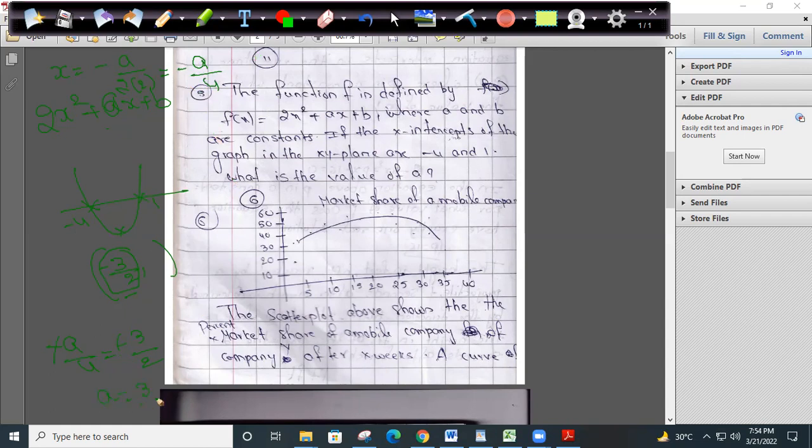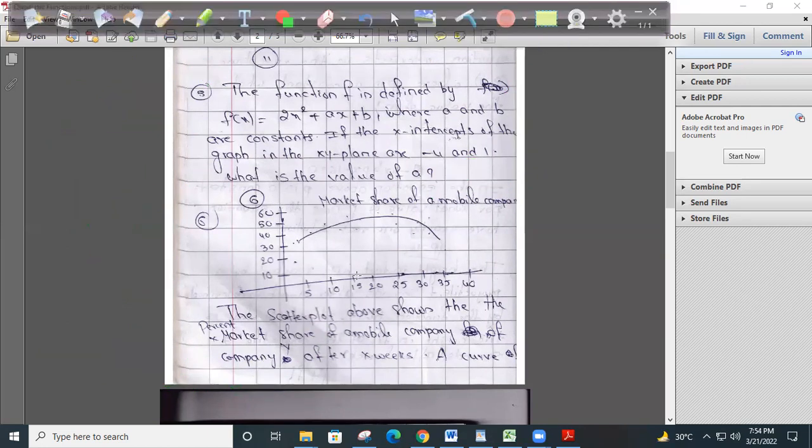So a is equal to 3 by 2 into 4. This goes 2 times. 3 into 2 is 6. So the value of a should be 6. Wonderful, 6. That should be the value of a here. Okay? Perfect. Let me give you the last question for the day.